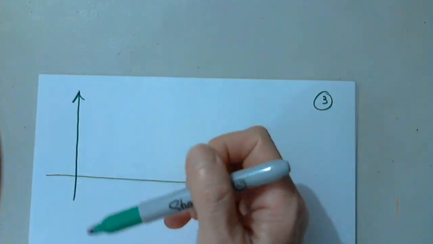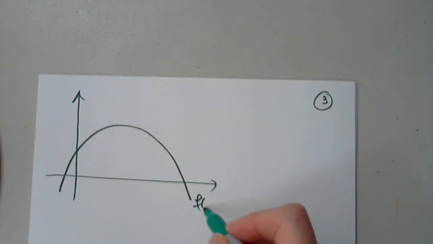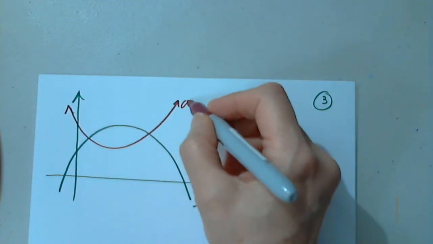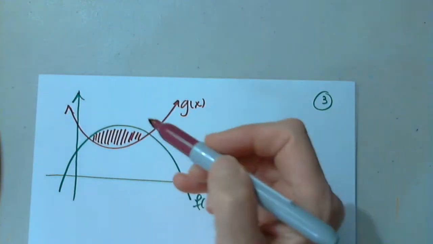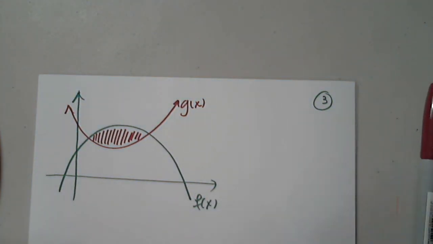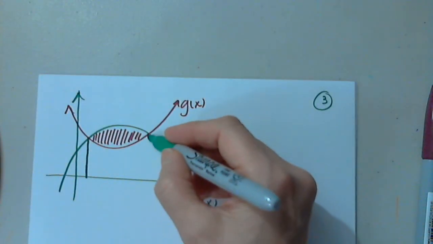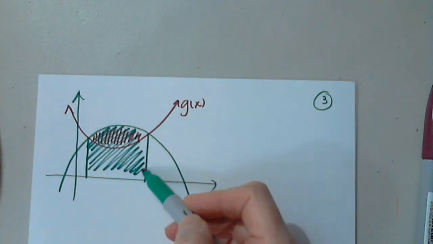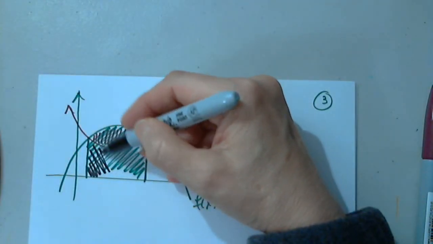So let's suppose I have this graph as f of x. And let's suppose I have this graph as g of x. And let's say I want to determine this area. In order to determine that area, I have to determine this area and subtract this area.